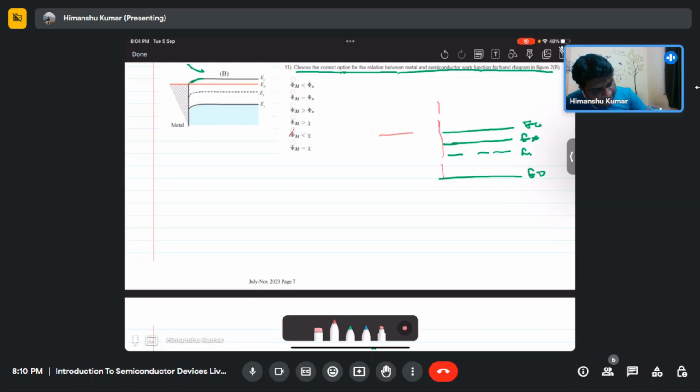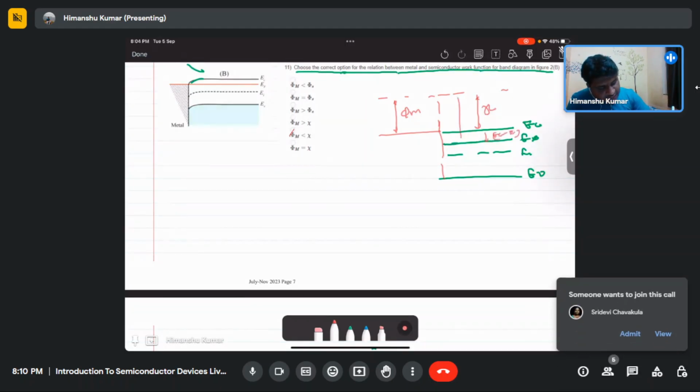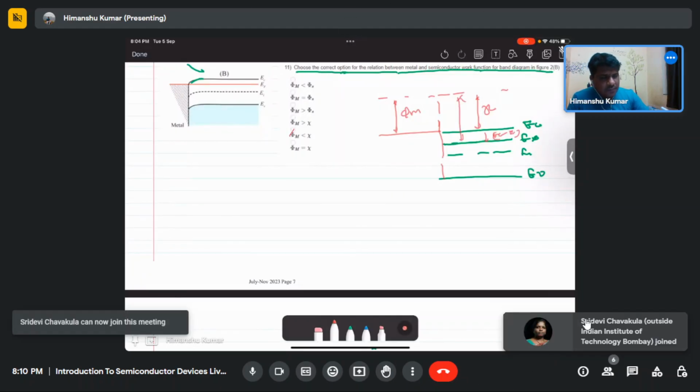if your Fermi level is here and your vacuum level is this, so now you can see this is our phi m, the metal work function, and this is our chi, the electron affinity, and this is EC minus EF. And this is our semiconductor work function, phi s.